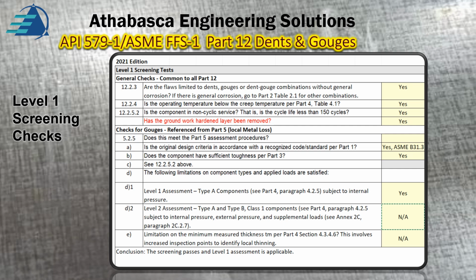Does it meet all the part 5 local metal loss criteria? We go through this series of questions, 5 to 5A to D, and we basically pass all of those. Then we go to D 1 to 1, 2, and E, the level one assessment. It says type A components: is it subject to just internal pressure only? We say yes, and then we move on.